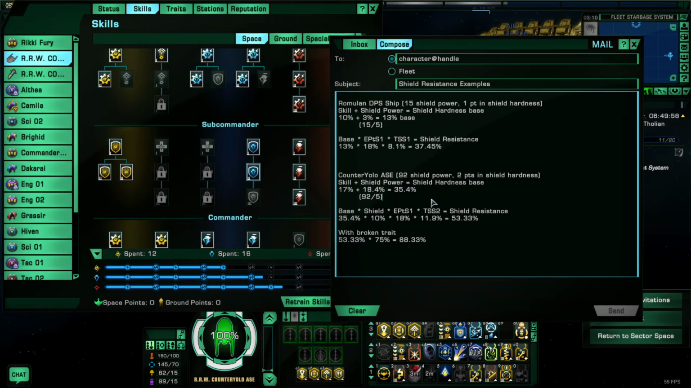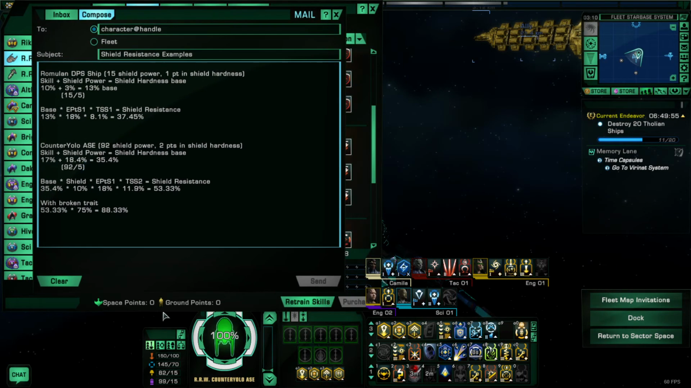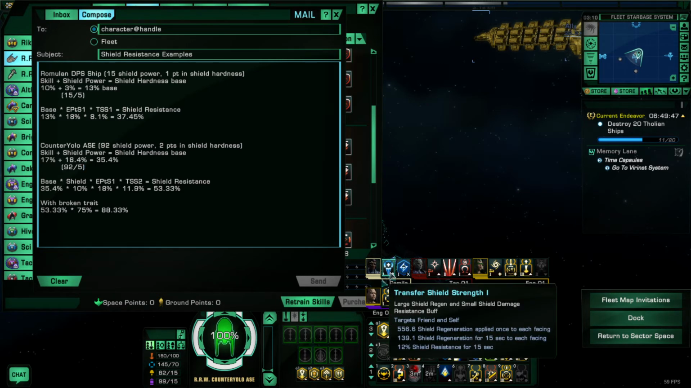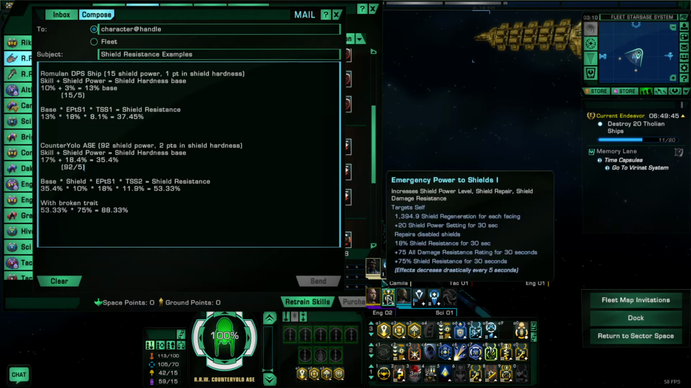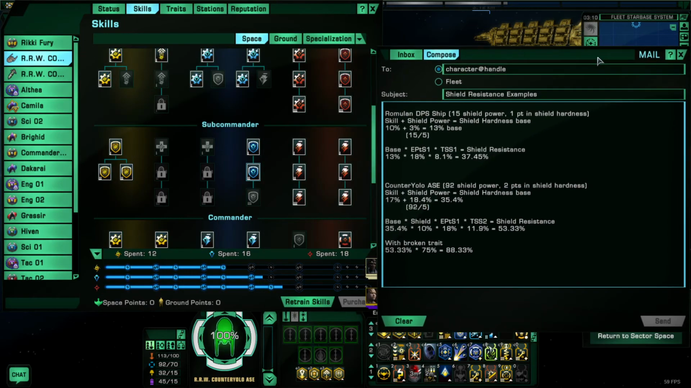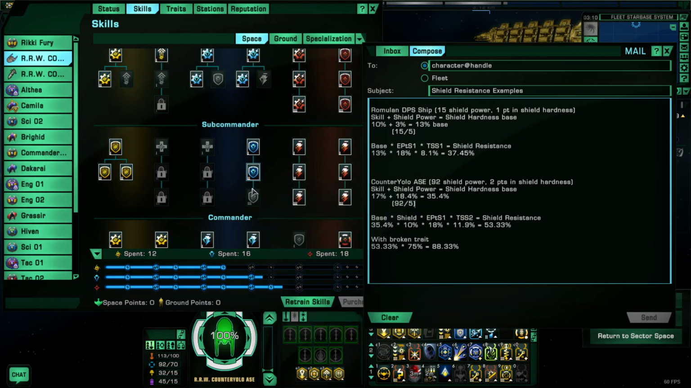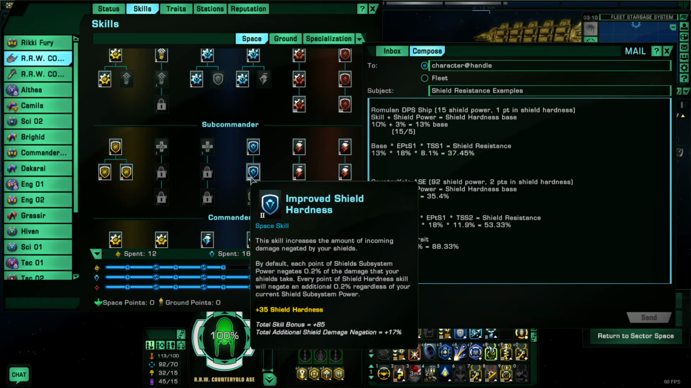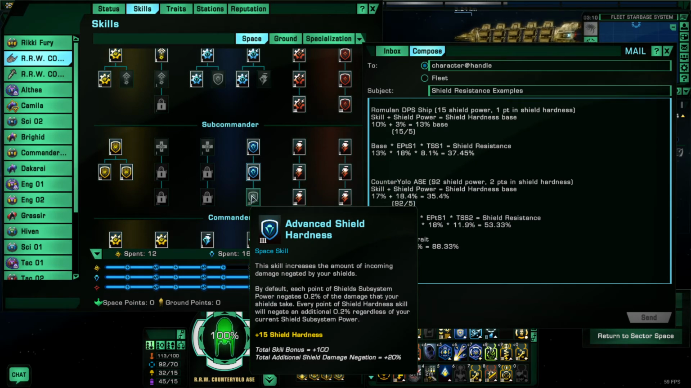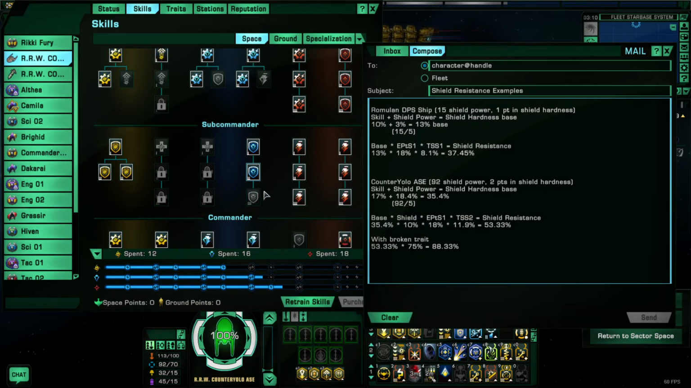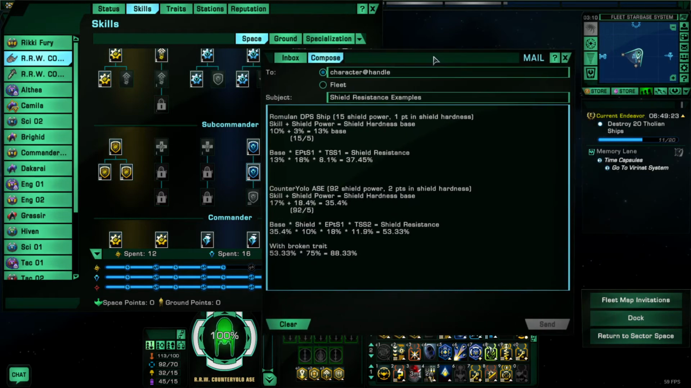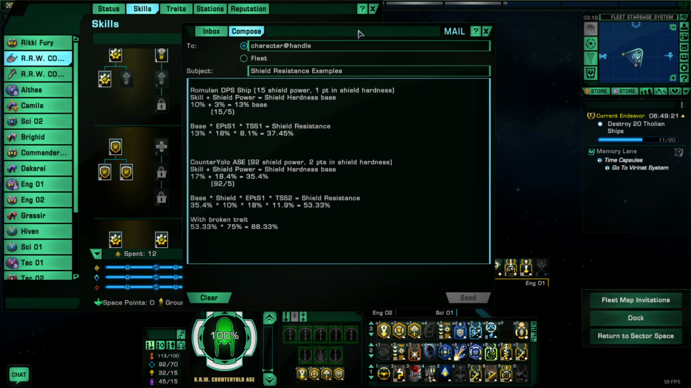Now, for those of you who can't afford to put power into shields, and based on how you set up your bridge officers, you can't afford transfer shield strength or emergency power to shields in your build at all, in that case, I would highly recommend completely investing 3 points into shield hardness in the skill tree. It'll allow you to have 20% shield resistance on your shields at all times, and then at that point, your shields won't get torn through like tissue paper. It still won't be great like tanks, but it's still going to be at least something.